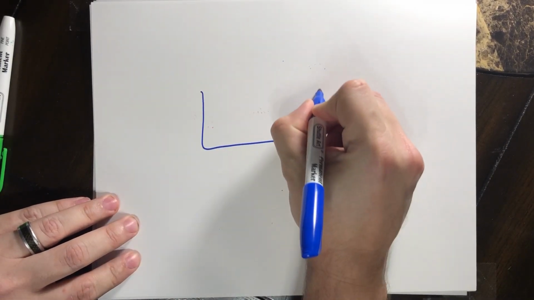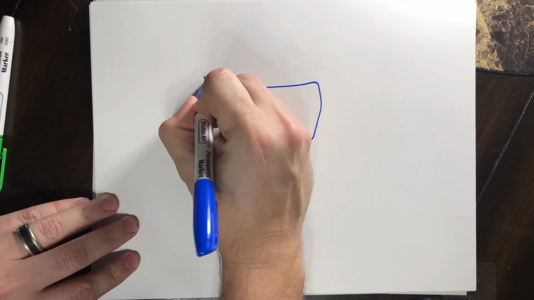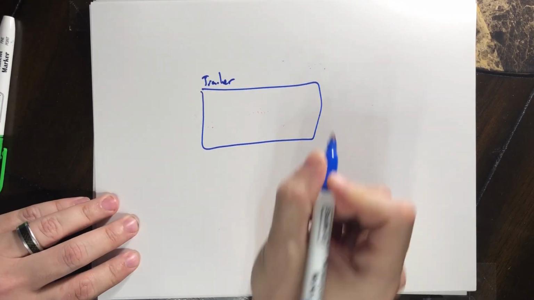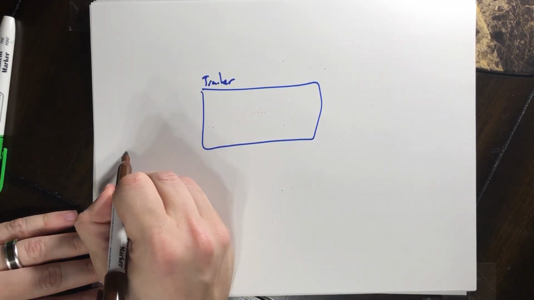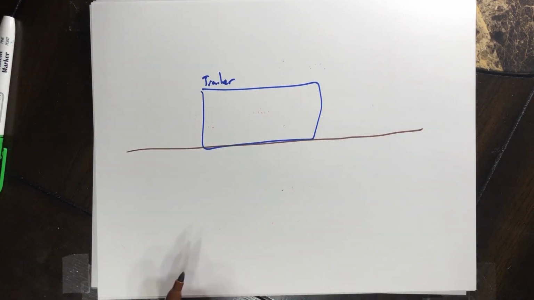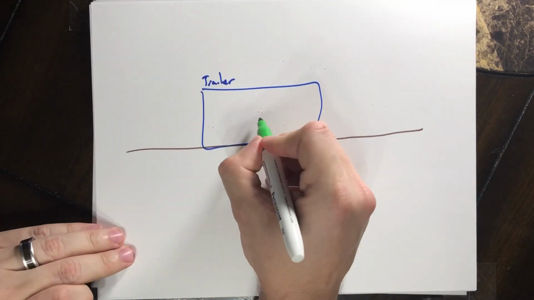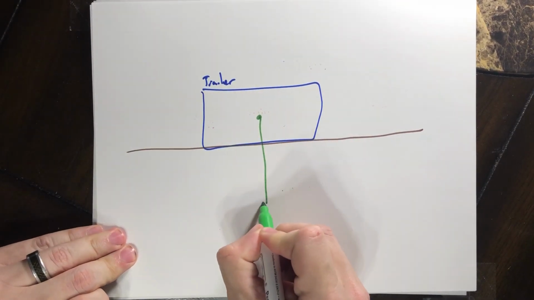And we're just going to draw a nice little rectangle because it's easier. And so that's our trailer. And we know that the trailer obviously is going to be sitting on the ground, probably has wheels, but we're going to ignore that and just draw a block sitting on the ground because it's easier. So we have two forces acting on the trailer. We always have gravity acting straight down.